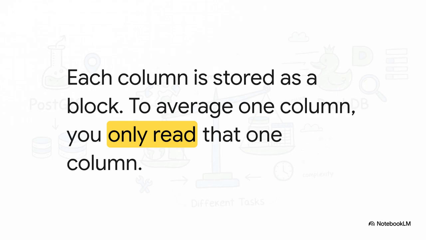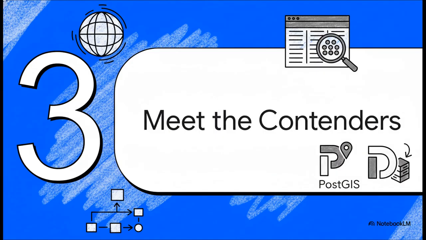And that is exactly why it's so ridiculously fast for our 50 million point problem. It only had to read 2 columns out of the whole data set. All right, so we've got the theory down, right? OLTP versus OLAP, transactional versus analytical.